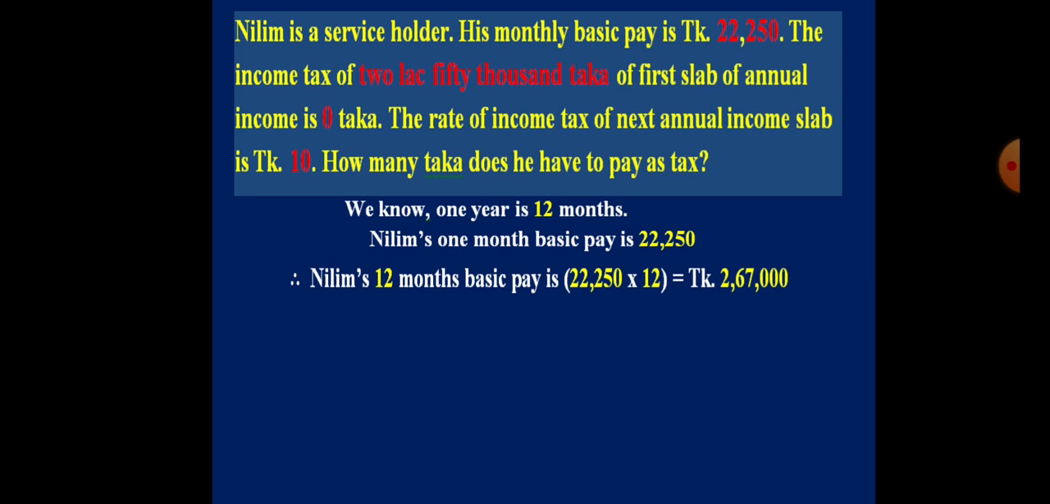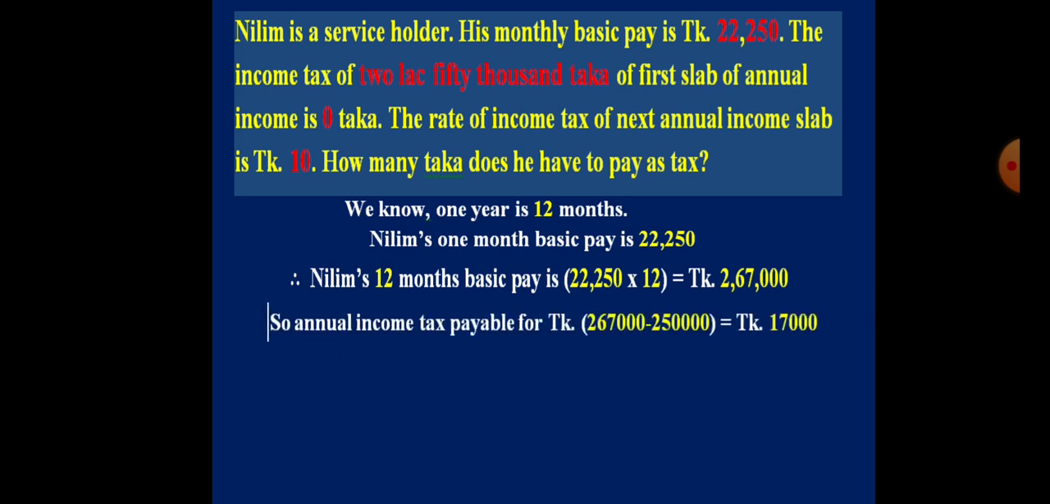Okay, but you know that for 2,50,000 taka you do not need to pay any taxes. So actually you need to pay taxes only on the rest. That means 2,67,000 minus 2,50,000 equals 17,000. Well, on 17,000 actually you need to pay taxes, right?